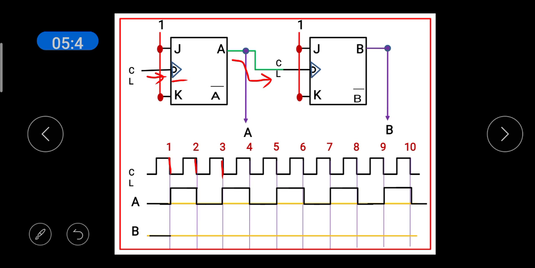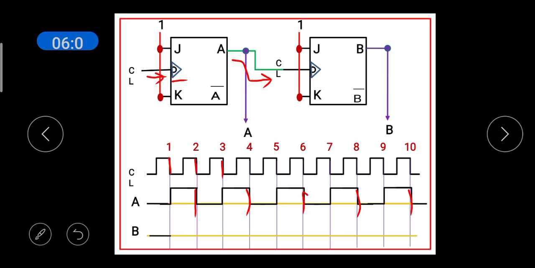Now you can see that the frequency of A is half the frequency of the clock signal. Now this A is given as the clock pulse for the next flip-flop, the second flip-flop. So whenever A is going negative, the second flip-flop is toggling its state.